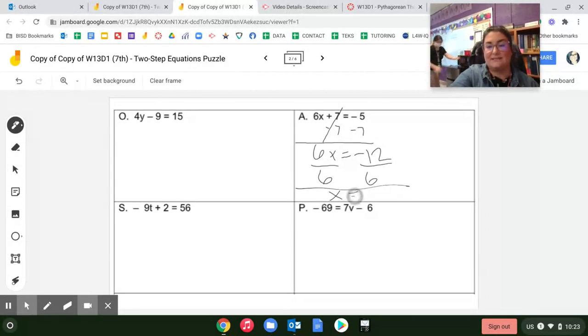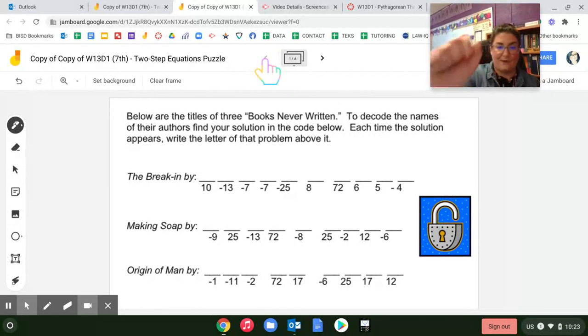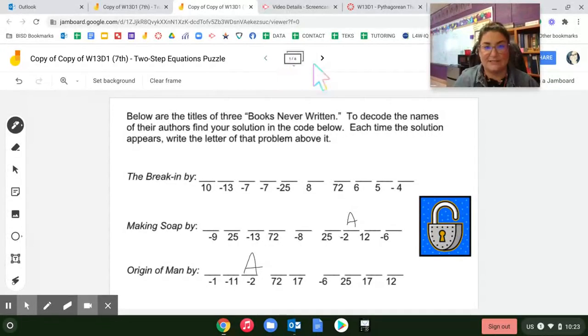And we get x equals -2. So my answer is -2. Anywhere I find -2 on the puzzle, I'm going to put an A. So we have an A here, we have an A here, and it looks like that's about it.